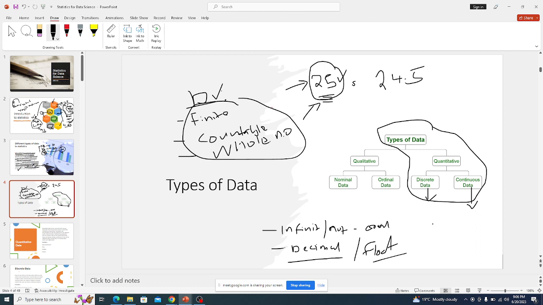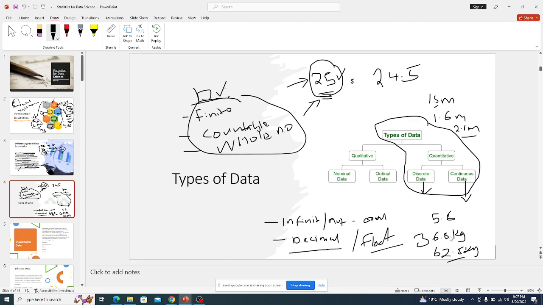So for example, when we are talking about students' height, it can be 1.5 meters, 1.6 meters, 2.1 meters, that is the height of someone. We can also say someone has a weight of maybe 36.8 kgs, maybe 62.5 kilograms. You can see we have a decimal attached to the values.